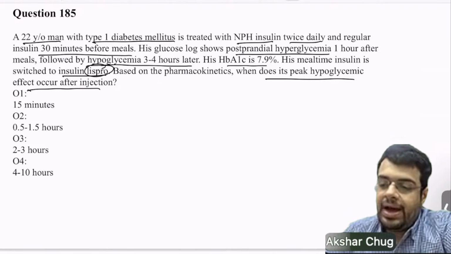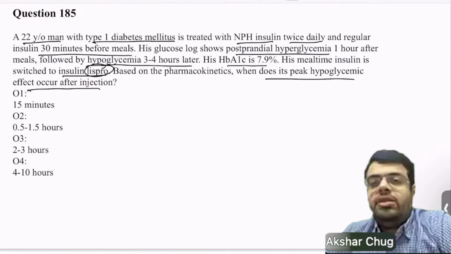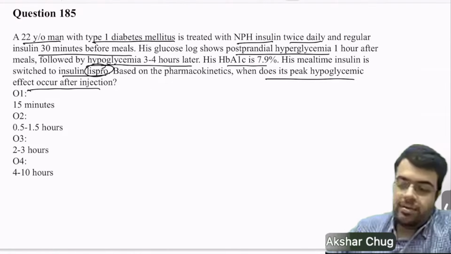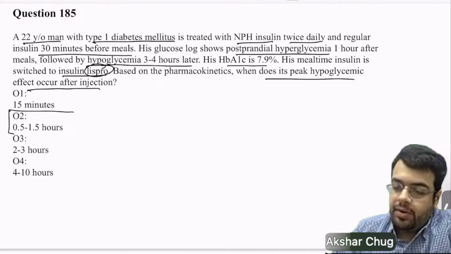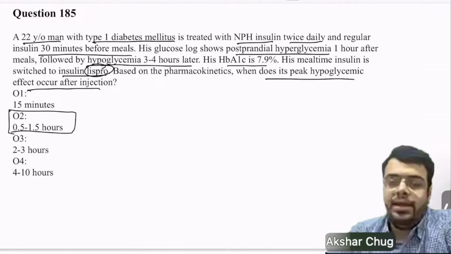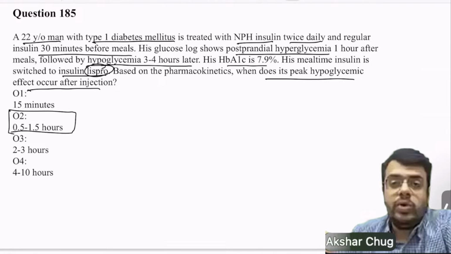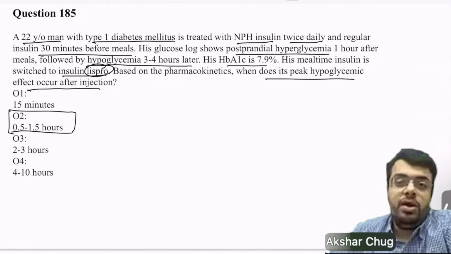Basically, we are asked about the time when Lispro will show its maximum action. And the time when Lispro will show the maximum action is half an hour to 1.5 hours. It's a rapidly acting insulin which will show its effect in just 30 minutes to 1.5 hours.